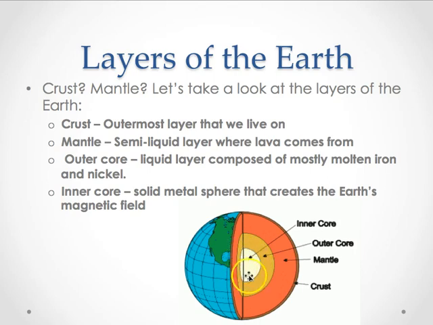So we go all the way to the inside and we find the inner core. The inner core is under so much pressure from all of this weight pressing on it that it is a solid metal sphere. It's a solid ball of nickel and iron. If you'll notice, the outer core is also nickel and iron, but the inner core is deeper inside of the Earth. It's under more pressure, and that makes it solid.